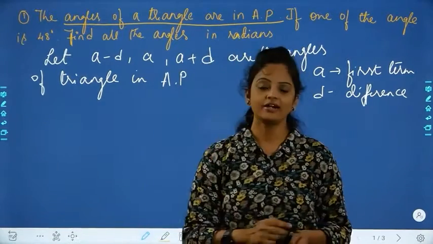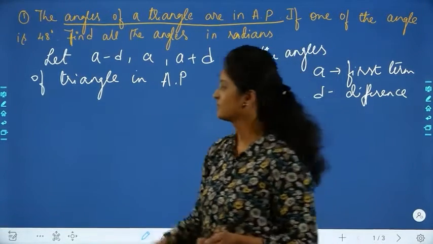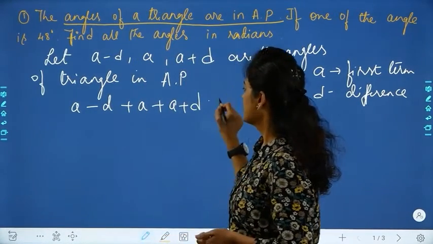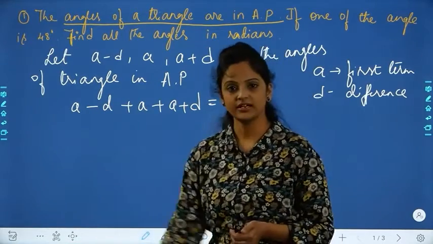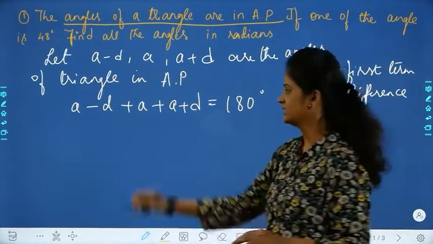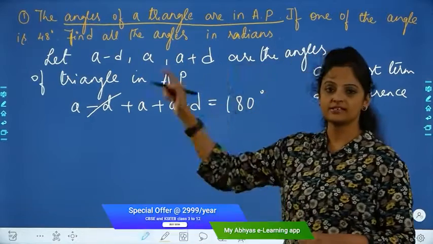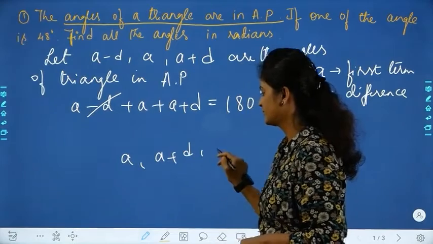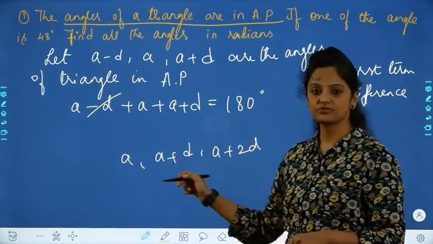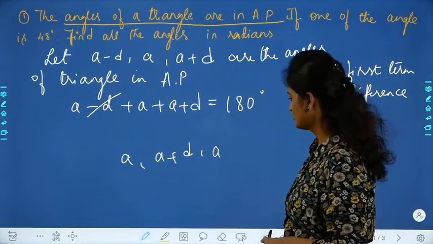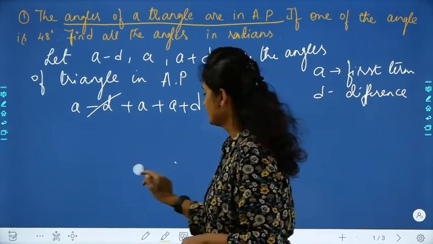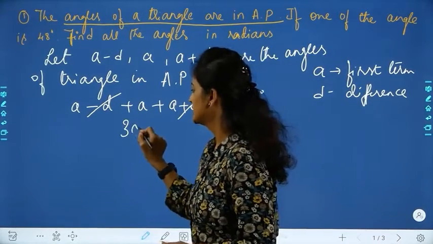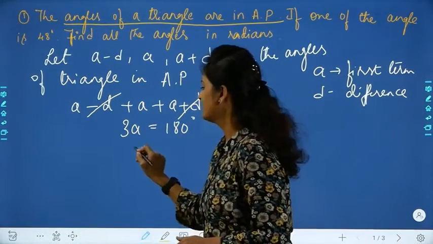Now tell me, if you add all the angles in a triangle, what will be the sum? The sum of all the angles in a triangle has to be 180 degrees. Correct? Now the reason why we have taken A minus D, A and A plus D, but not A, A plus D and A plus 2D, is that terms will not get cancelled there, and again it will be difficult to find A. Here D will get cancelled with the minus D and I will get the A value directly. 3A is 180 degrees, so A will be 60 degrees.